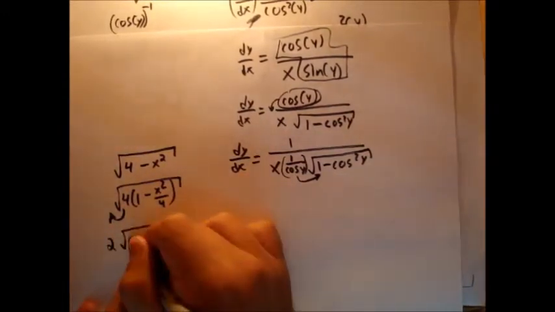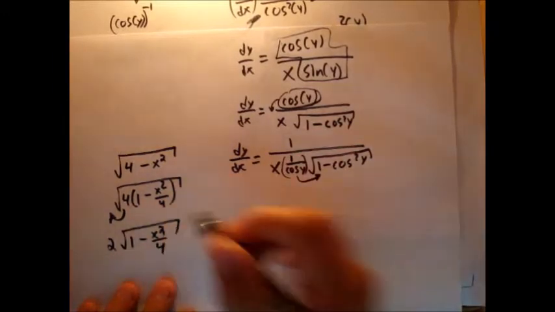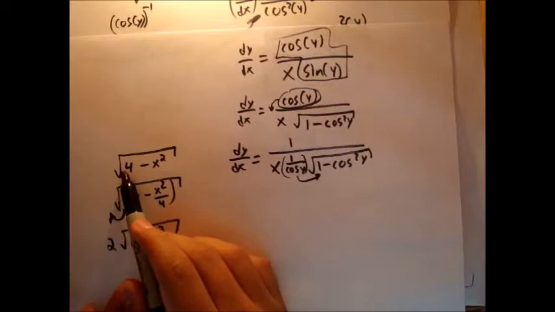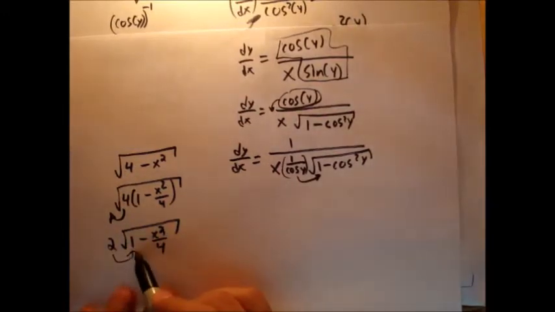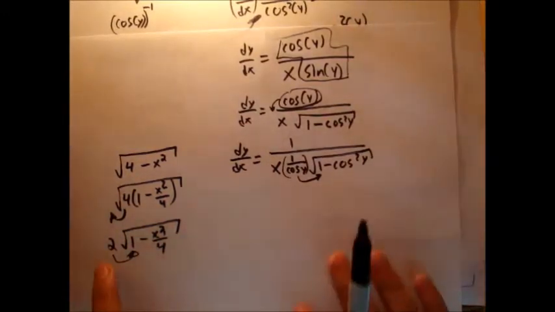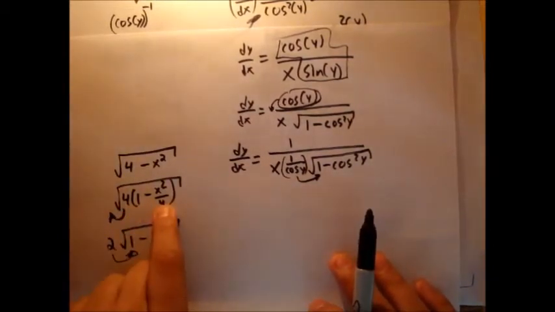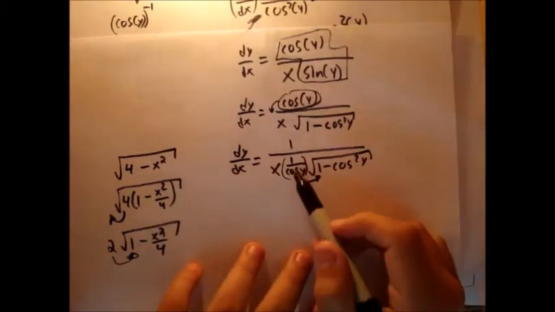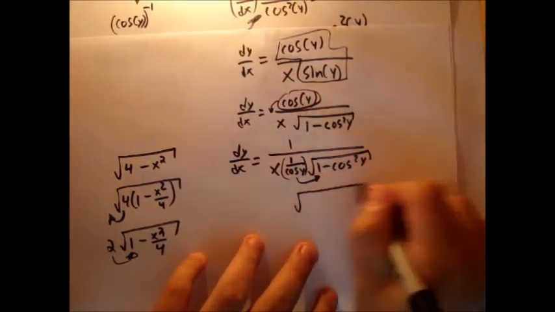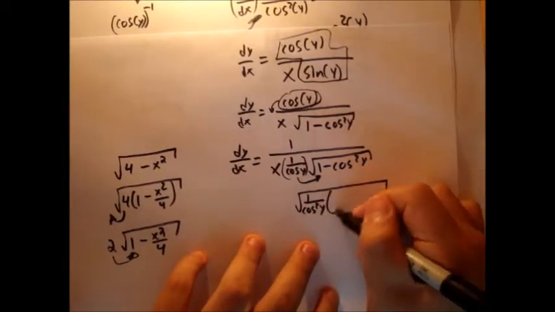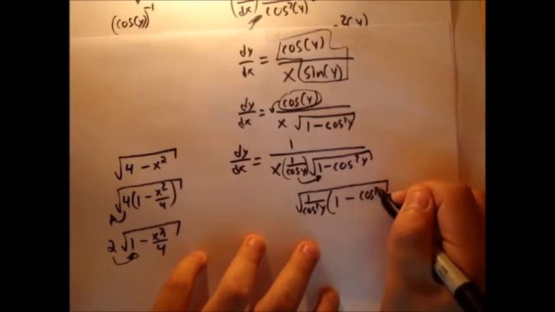Like that. Now what I'm going to do here is the opposite. Instead of taking stuff outside, I want to bring the 2 back inside. So I do the opposite operation. I square it, because I'm introducing it back into a square root. I square it to get 4, then I multiply times the statements inside. So here, 1 over cosine y, let me square it. Now it's over here: cosine squared y times 1 minus cosine squared y.